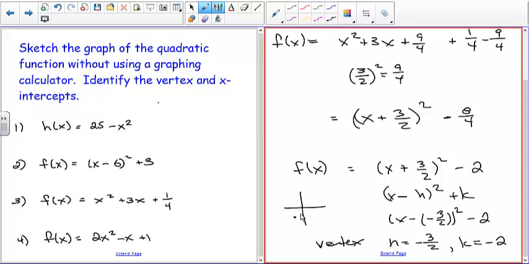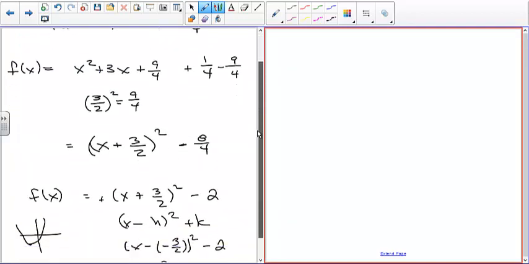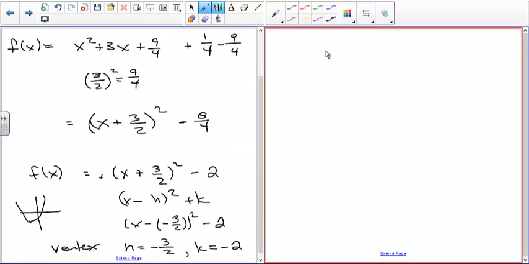Now just in general, what is this going to look like? If you go negative 3/2, negative 2, you're going to end up here. It's a plus sign out in front, so it's going to go up. So we know we're going to have two x-intercepts and a y-intercept. So anyway, the vertex is negative 3/2 for x, negative 2 for y.